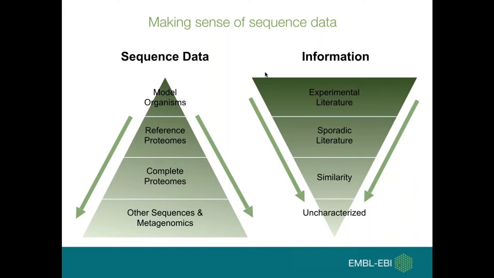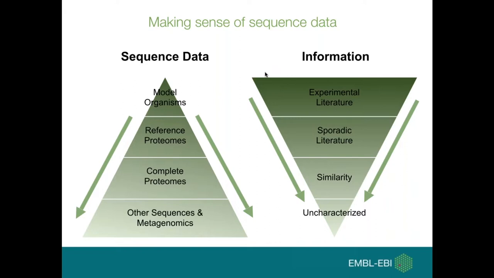What we find is that in the literature, the most experimental information is known about the few sequences in the model organisms. As we go down that triangle on the left-hand side, we have reference proteomes where there can be information. But then as we go down to complete proteomes and all these other sequences that have appeared in databases like UniProt, which is the comprehensive protein repository, how much information is known about those? It is very little. Virtually all of what we know about those sequences is computationally inferred.